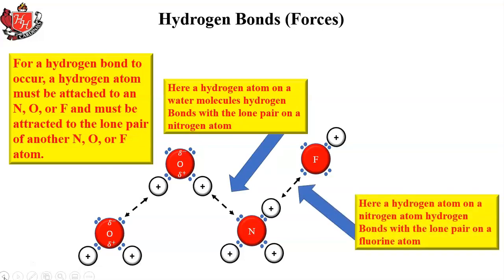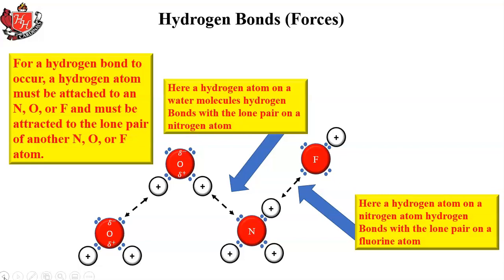And finally, on the right side, you see a hydrogen atom on the nitrogen bonds with the lone pair on a fluorine atom. So you can have any of those combinations, nitrogen, oxygen, fluorine, bonded with each other, as long as the hydrogen is attached to one of those three atoms, not to any other type of atom, and it's being attracted to the lone pair on one of those three atoms. And that's called a hydrogen bond.